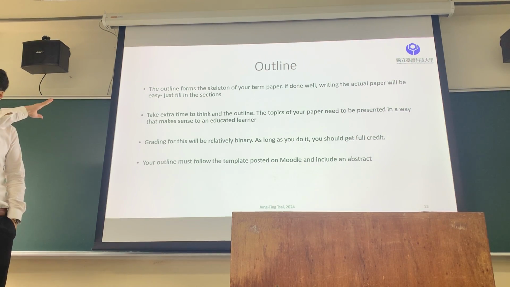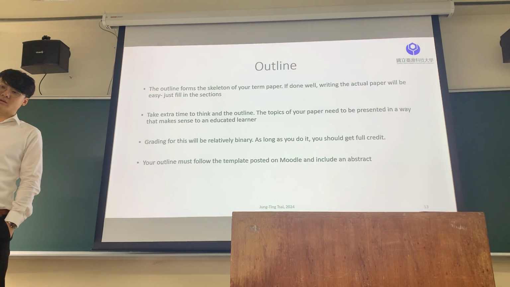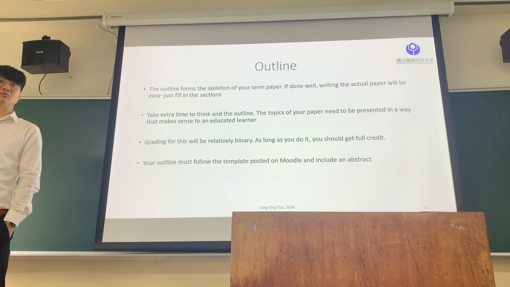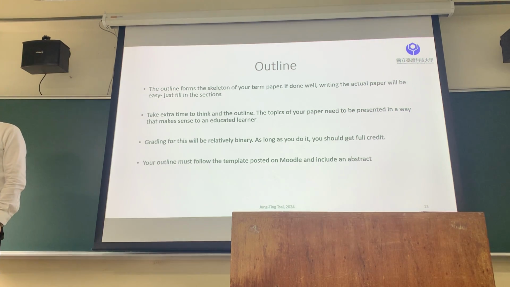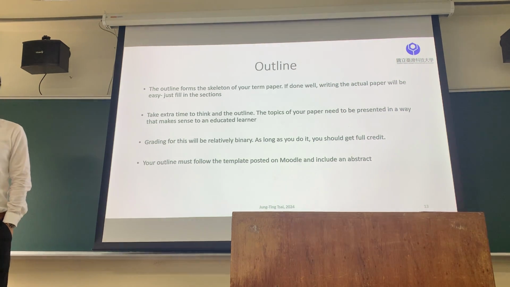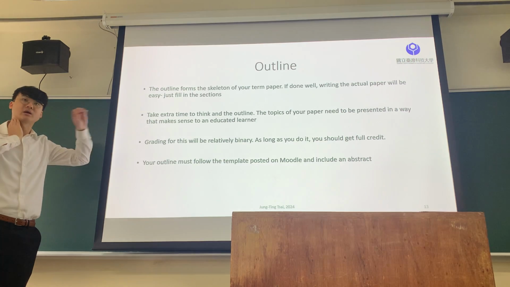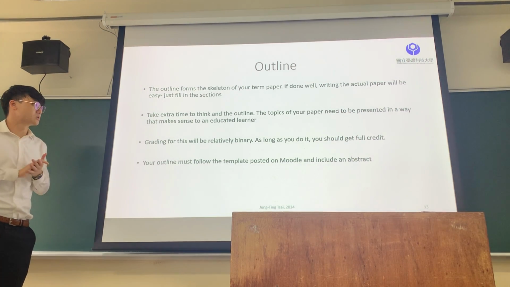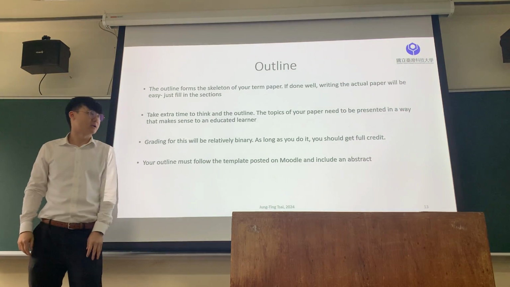But I want to quickly show one outline. When I say outline, there's the introduction, and then the method, and then the results, the discussions, and conclusions. These basically make up the entire literature review. Does that make sense? Grading again, binary. If you submit it, you get the entire points. Your outline must follow the template posted on Moodle and include an abstract.